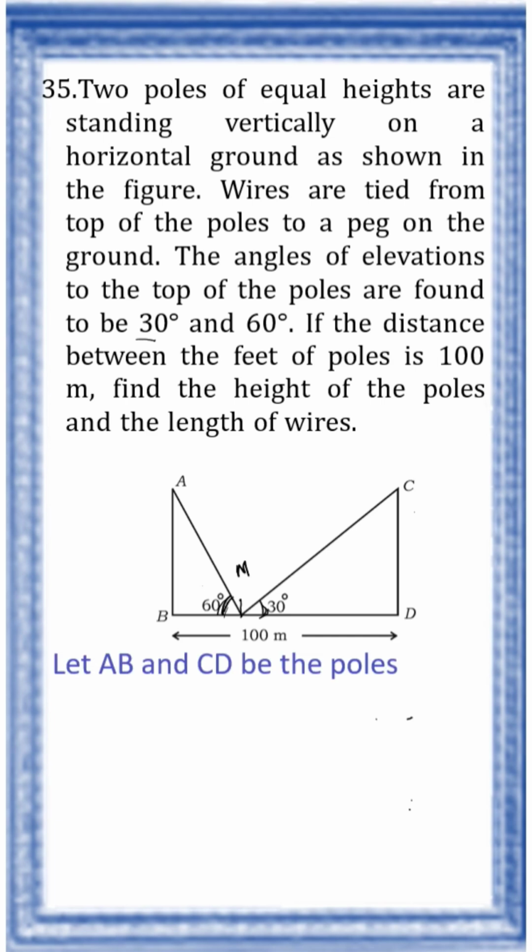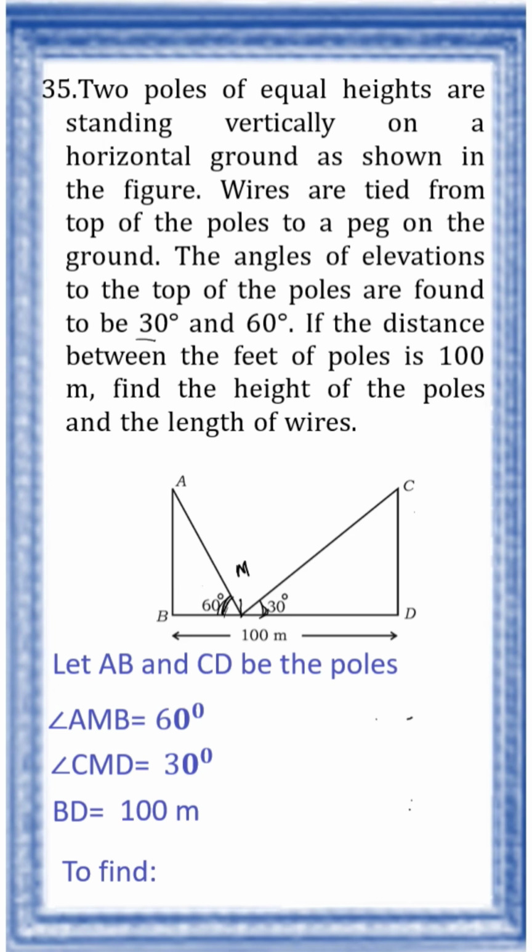Okay. Now, AB and CD are the poles. Angle AMB is 60 degrees. Angle CMD is 30 degrees. BD is equal to 100 meters. To find AB, the height of the pole AB, which is also equal to the height of the pole CD. So if you find any one of these, the other one will be good. So I have a trick here. Okay, I won't mention it here.